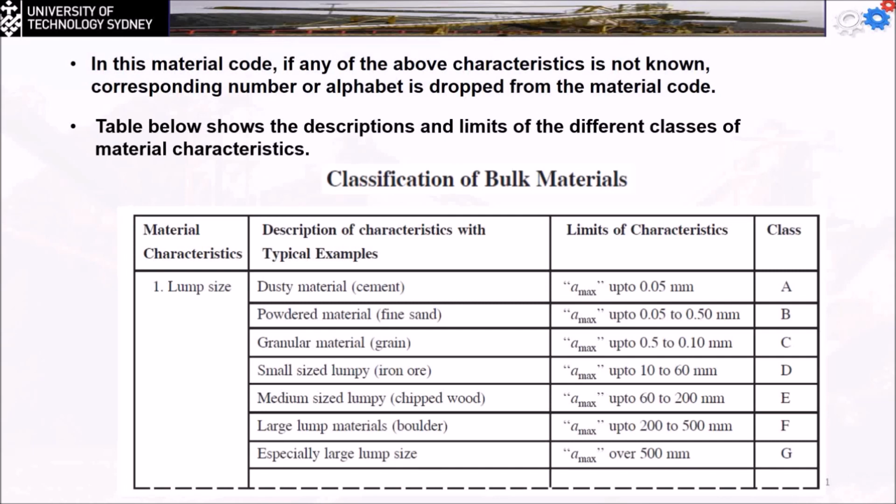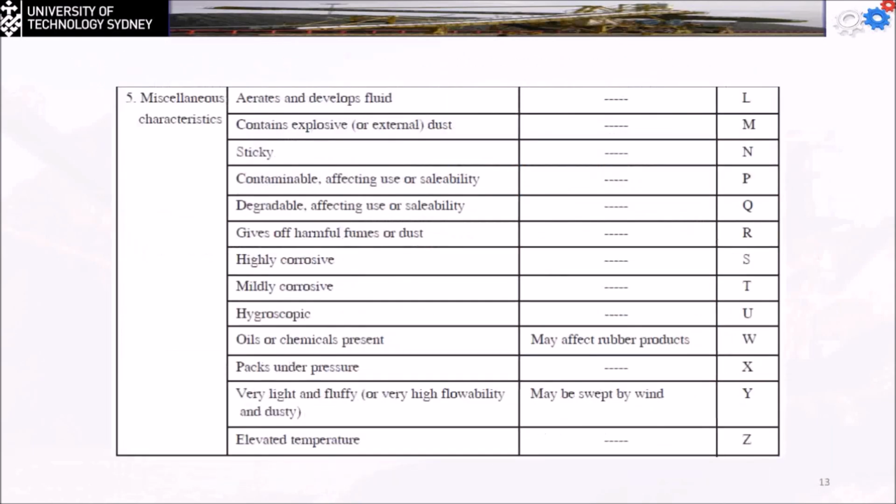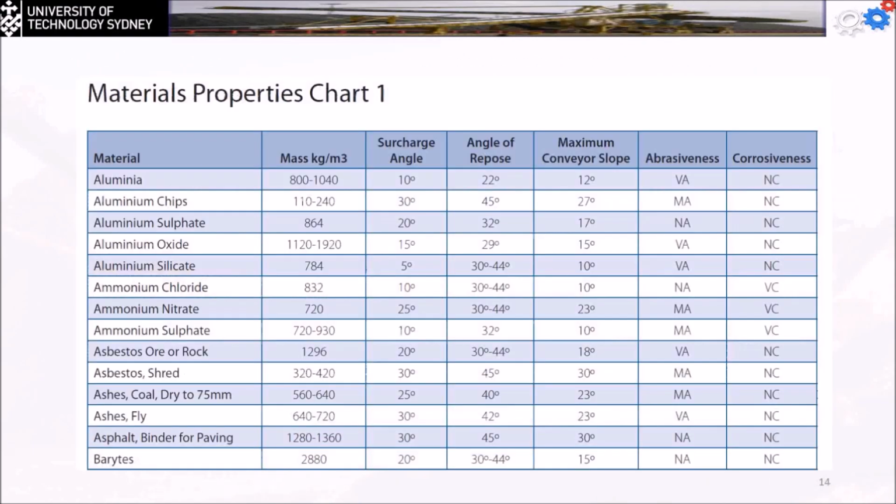Okay, so this is the table of the material properties, and you are going to go through this one multiple times when you do design, especially when we start the screw conveyor, the bucket elevators, and the flat belt design.